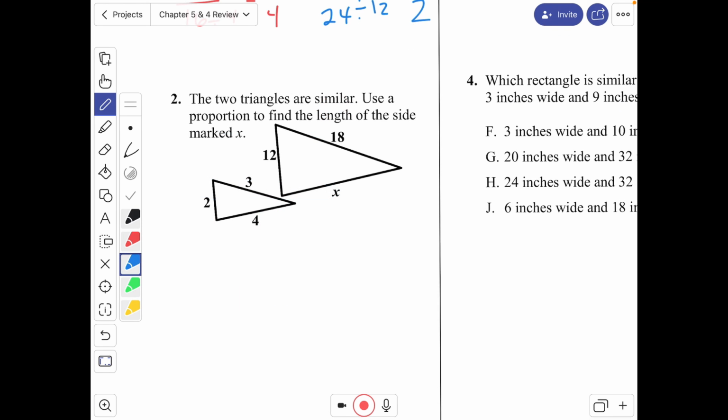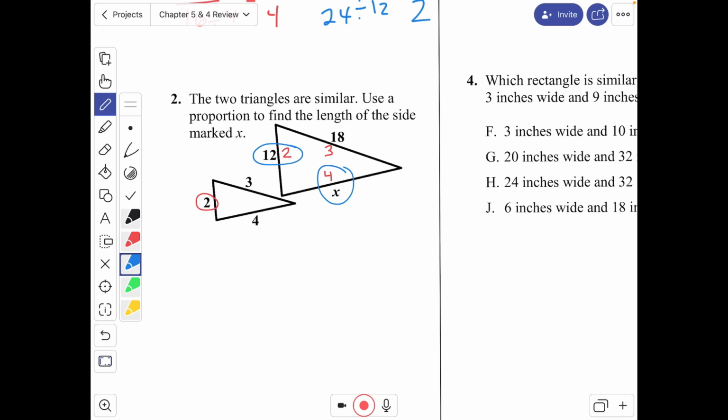Number 2 says the two triangles are similar. Use a proportion to find the length of the sides marked X. Okay, you can do this without setting up a proportion, but since it says to use a proportion, let's practice doing that. I'm going to take these numbers from the little shape and put them with their matching number on the big shape. So like 2 matches to 12, and 3 matches to 18, and 4 goes with X. If you'll match them up like that, that becomes the fractions that go in your proportion.